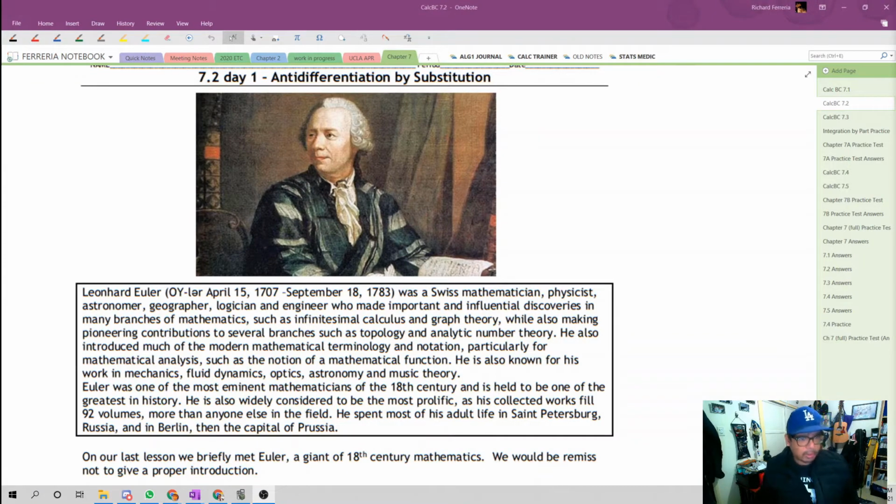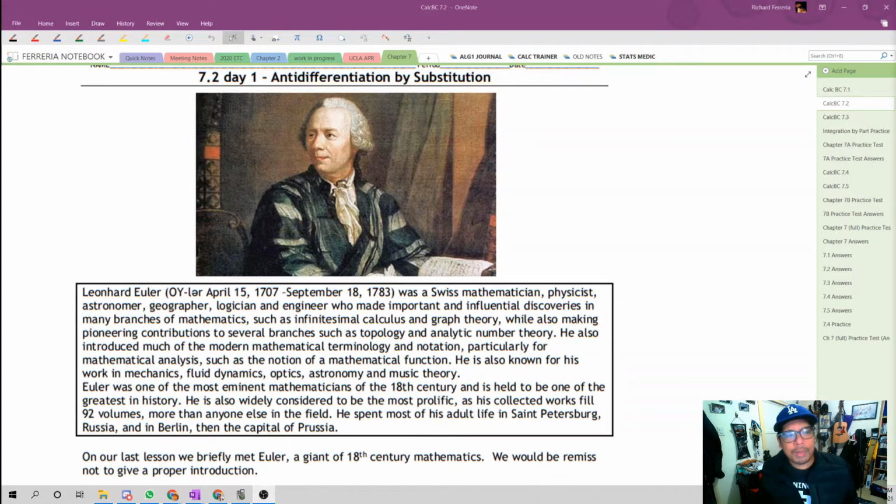So Leonhard Euler, who we saw previously, was a Swiss mathematician, physicist, astronomer, geographer, logician, and engineer. I mean, the man did everything. He made important and influential discoveries in many branches of mathematics, such as infinitesimal calculus and graph theory, while also making pioneering contributions to several branches like topology and analytic number theory. Again, those are things that you would do in college. That's the kind of math that you go to.